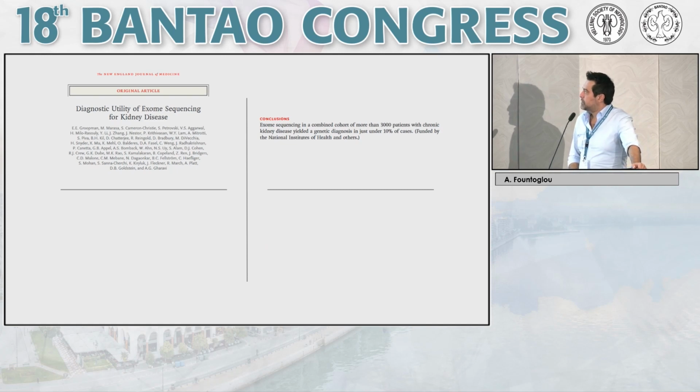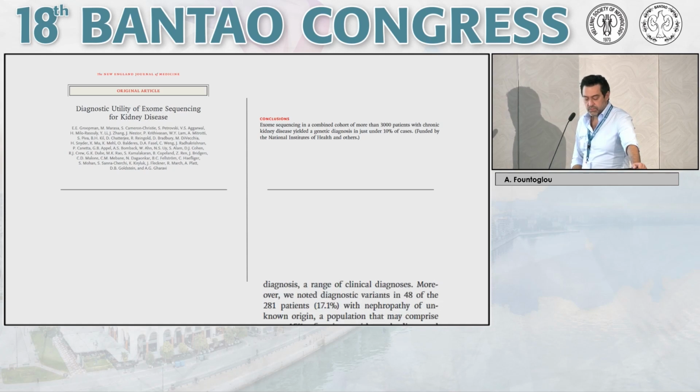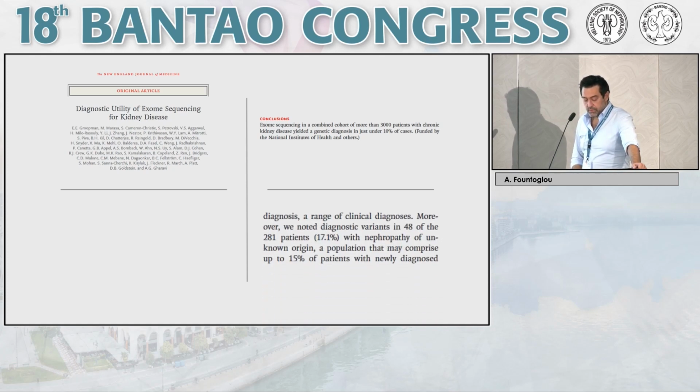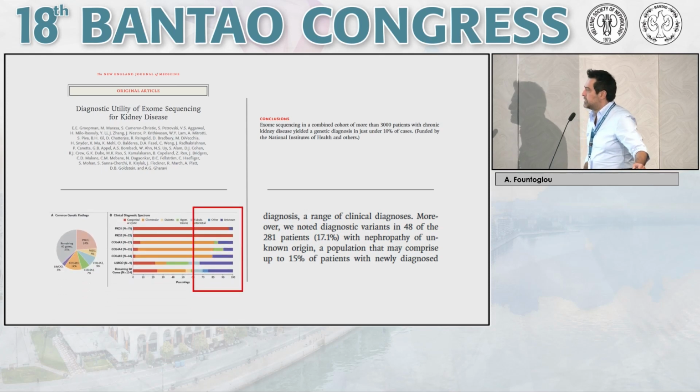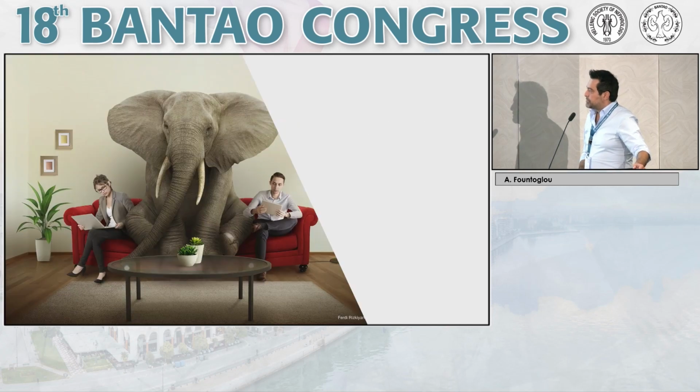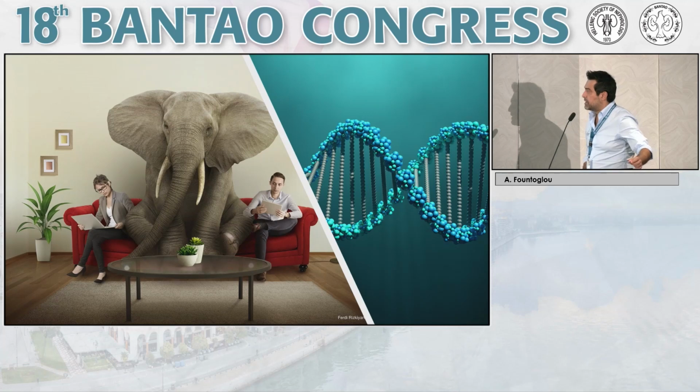Indeed, in this memorable study of Emily Groopman and her colleagues, in which 3,000 patients with chronic kidney disease were studied, researchers found a genetic diagnosis in 10% of patients. They also found a genetic cause of a chronic kidney disease in 17% of patients with the initial diagnosis of a chronic kidney disease of unknown etiology, as we can see also in this image. So there seems to be an elephant in the room of CKD, genes.